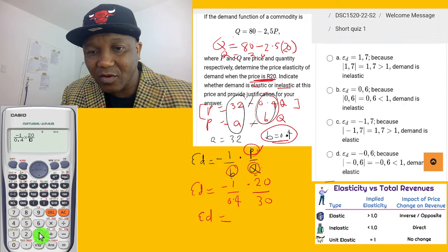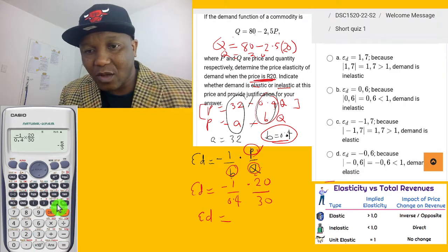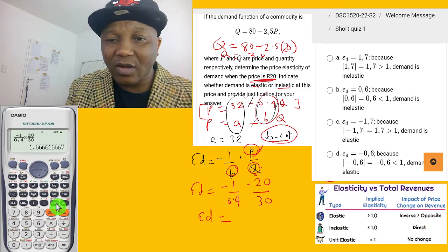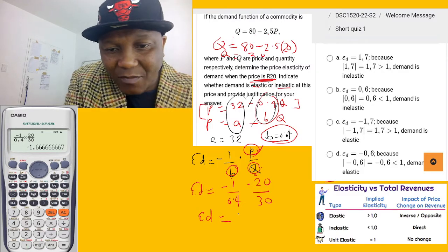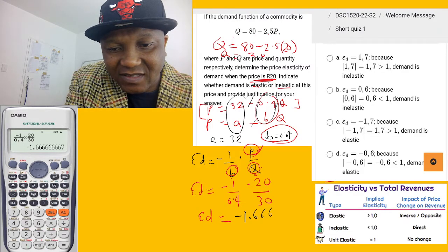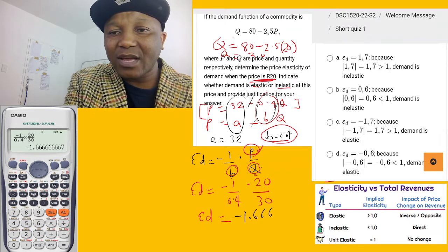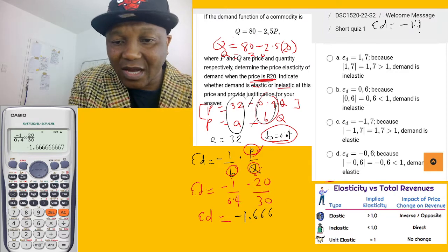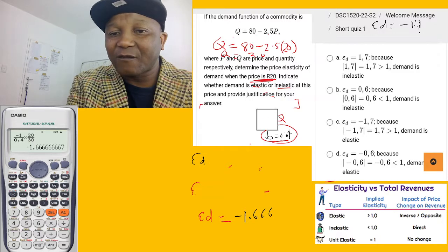Over 30. Okay, so this is going to be -1.6666. So we get the value. Elasticity of demand equals -1.666. In other words, if you approximate this in math, elasticity of demand is like -1.7. Oh, the space is not enough, so I can raise it because we know the solution here. Okay, -1.7.